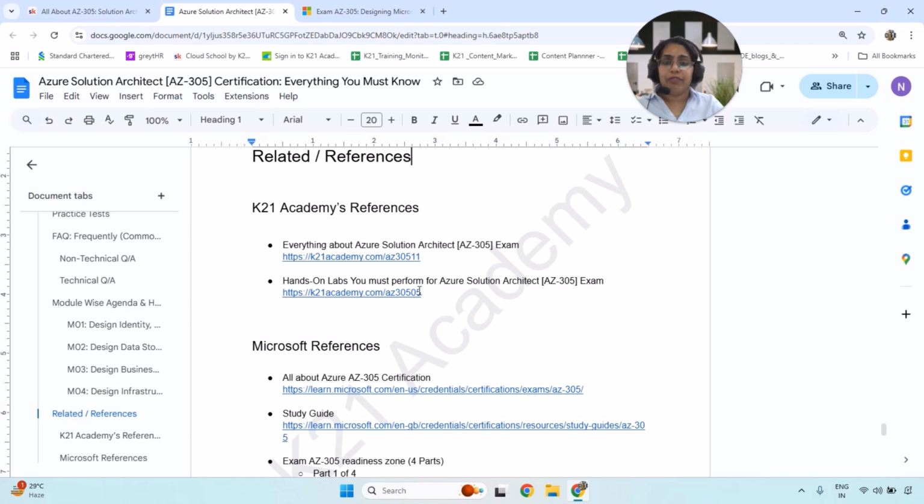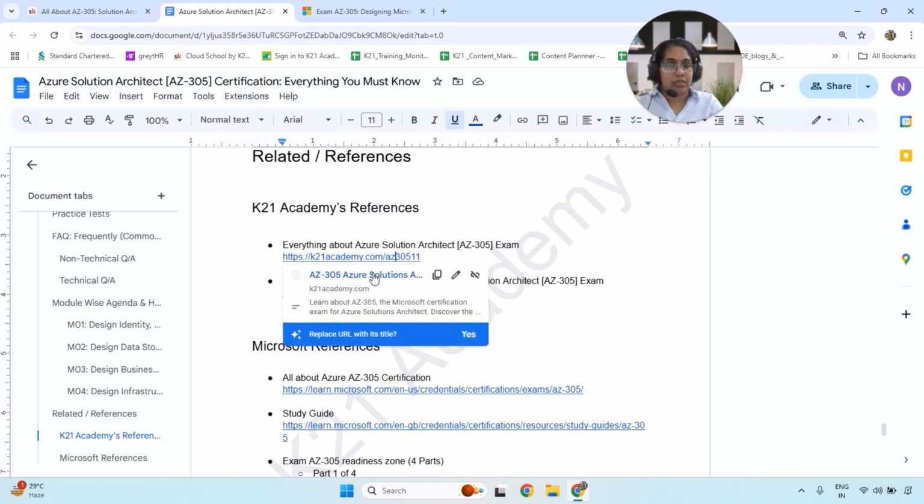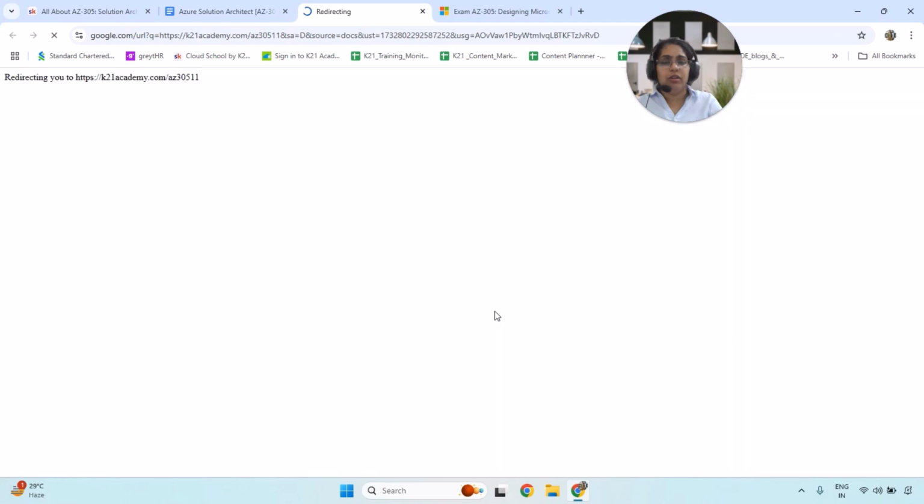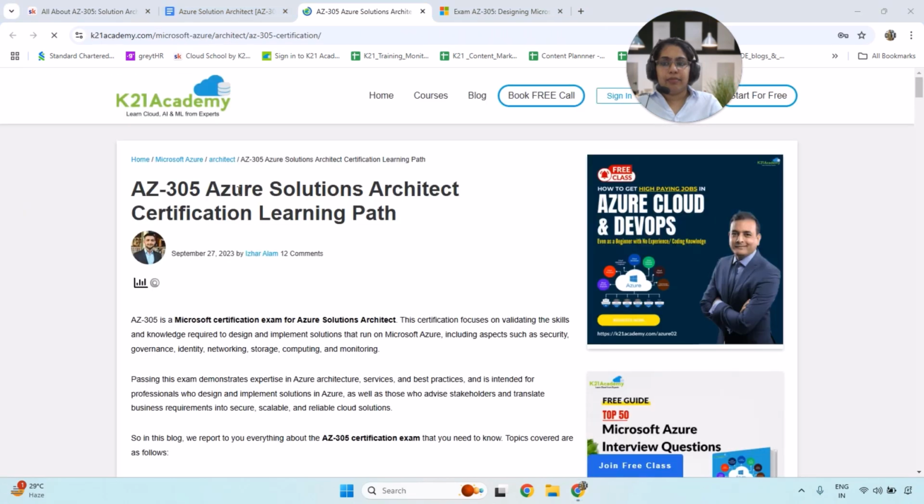And let me show you what it has in it, which talks about the Azure Solution Architect certifications learning path. So this is the entire learning path which we have included. It has all these topics covered. This is the kind of blog which you can go through. Just scroll down, and all the information from prerequisites to the path to earn the certifications, every piece of information you are going to get from this particular blog, I would say. Every pricing, everything has been discussed in this blog. So you can use K21 Academy's reference links as well.